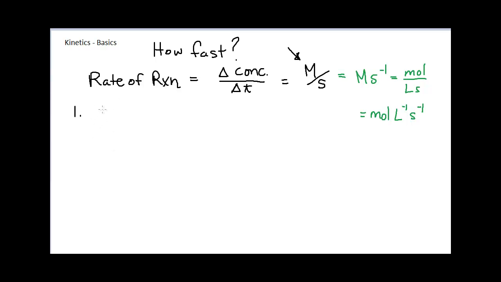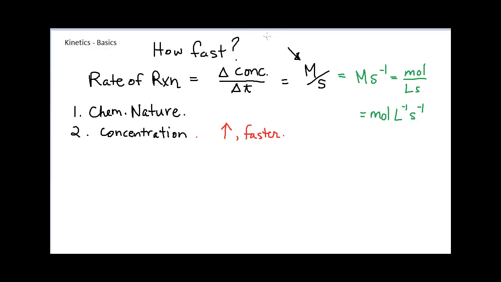The first factor that affects how fast a reaction goes experimentally is simply the chemical nature of the reacting species. You don't have a whole lot of control over this except to switch out your reagents, but what we find is that some chemical species react faster than others. The second factor which affects how fast a reaction goes is the reactant concentration. In general, what we find is that as we go to higher reactant concentration, the faster the reaction goes. That's an in general.